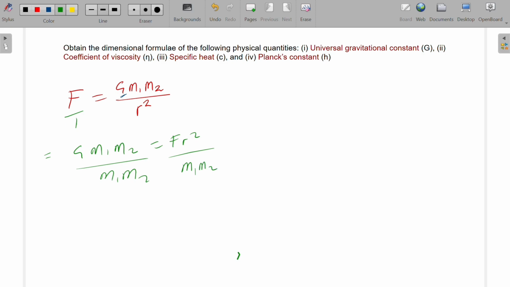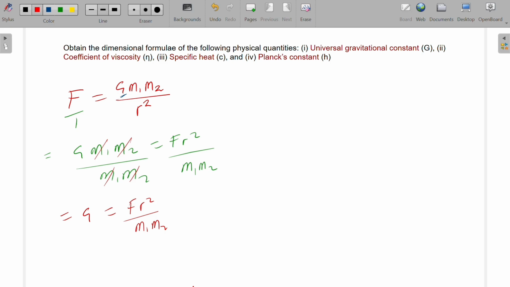So the M1 M2 on this side will cancel. And what we're going to have is our G will now be equal to the force multiplied by R squared, divided by M1 and M2. Well, so there we have it. We have made G the subject of the formula.